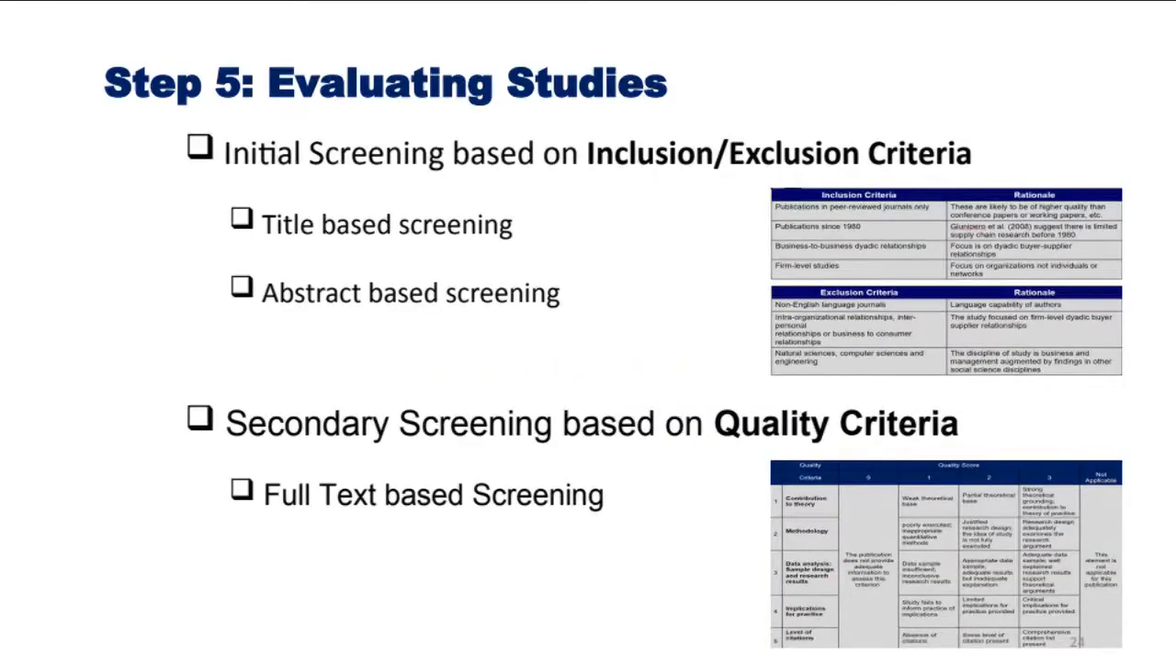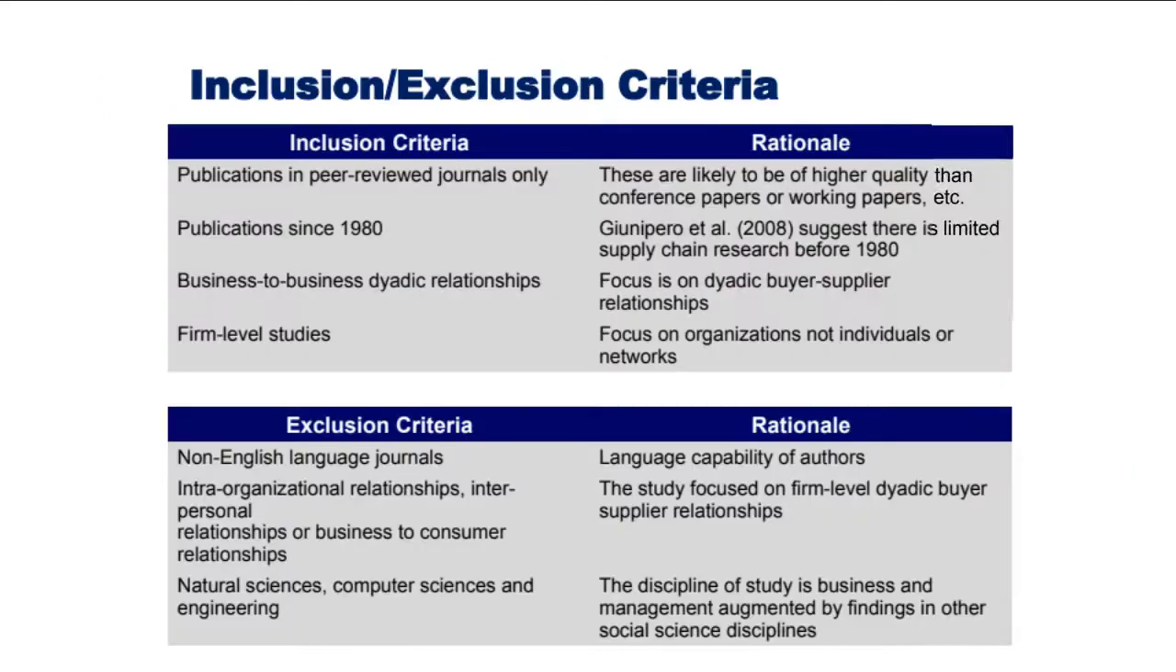Then we come to the third stage, which is the screening stage. Screening stage means how you are going to shortlist articles. Now that you have put the search strings in the search engine, you got some articles. Now the process begins on how to shortlist them. As I mentioned, for shortlisting, we use a two-step process. Number one is what we call initial screening, and the second one is called secondary screening based on quality criteria. Initial screening is based on title and abstract, using inclusion and exclusion criteria. So this is a sample inclusion and exclusion criteria that I have put for you for your guidance.